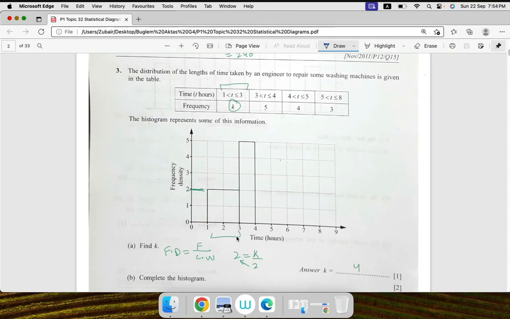Complete the histogram. So we're plotting frequency densities. I'll write class width here. First two are already done. This is 1, this is 3. And frequency density is frequency divided by class width. So from 4 to 5, we have height of 4. From 5 to 8, it is height 3.